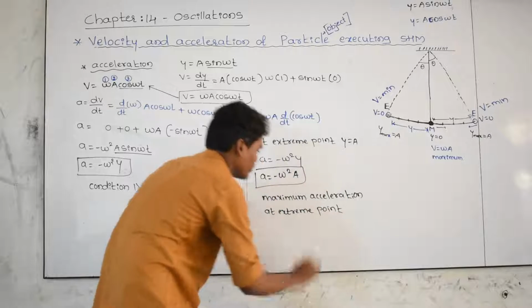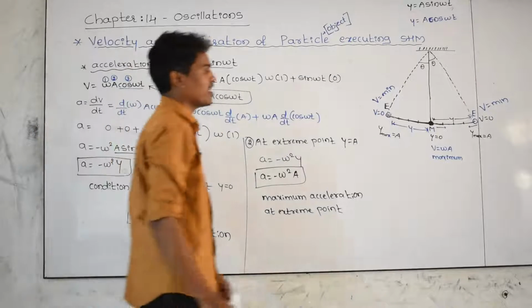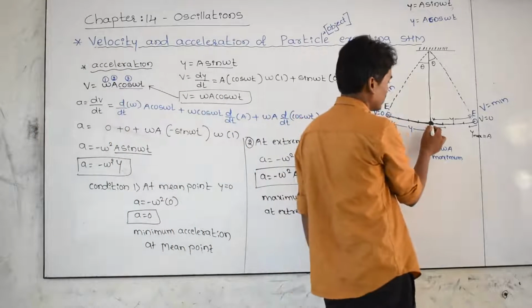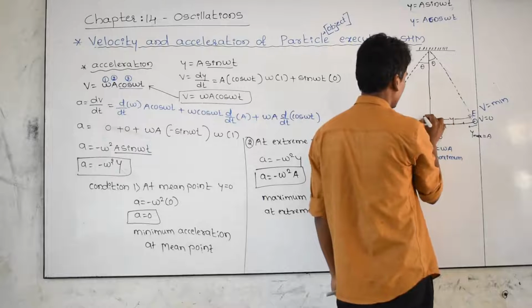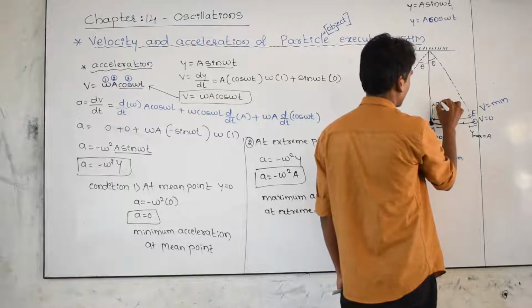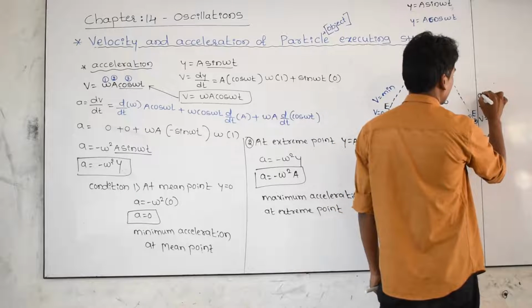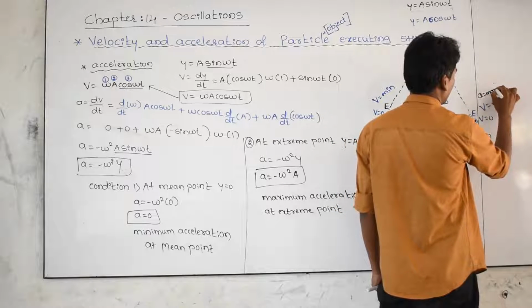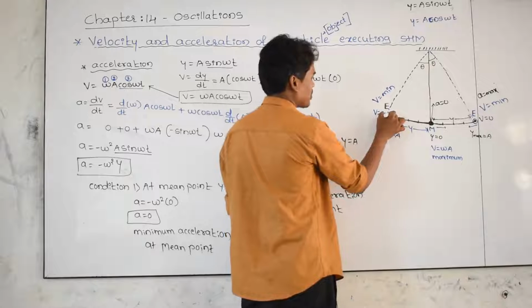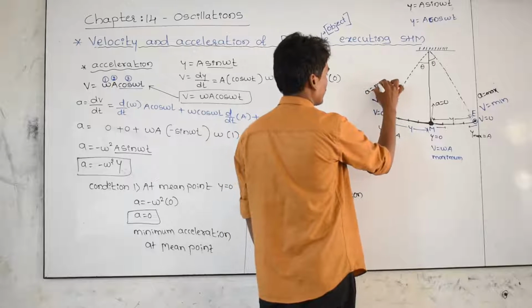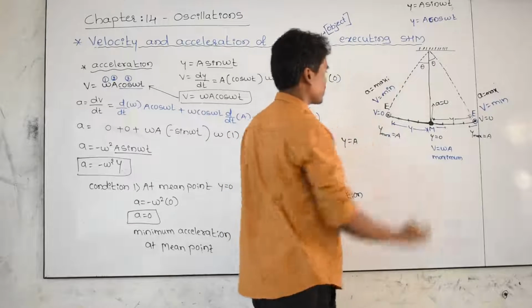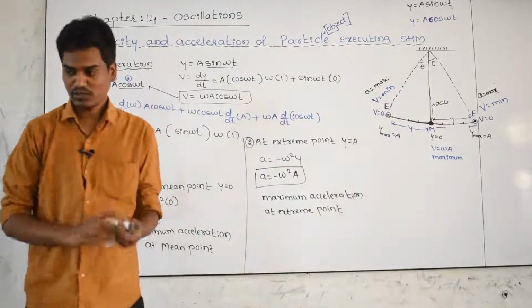This is the condition of acceleration. Whenever the object is at the mean point, acceleration is equal to 0. Whenever the object is at the extreme point, acceleration is equal to maximum.